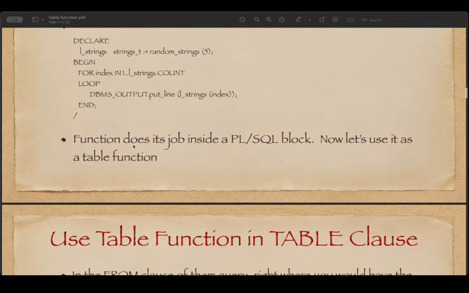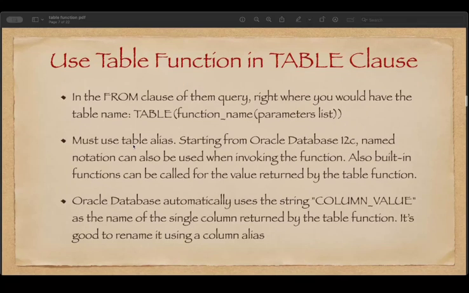First we tested our function, it is working fine. So now we will test it with our table clause. In the from clause of your query, write where you would have the table name, type in TABLE, as you can see, TABLE bracket, function name, parameter list, and bracket close. You can and should give that table clause a table alias.